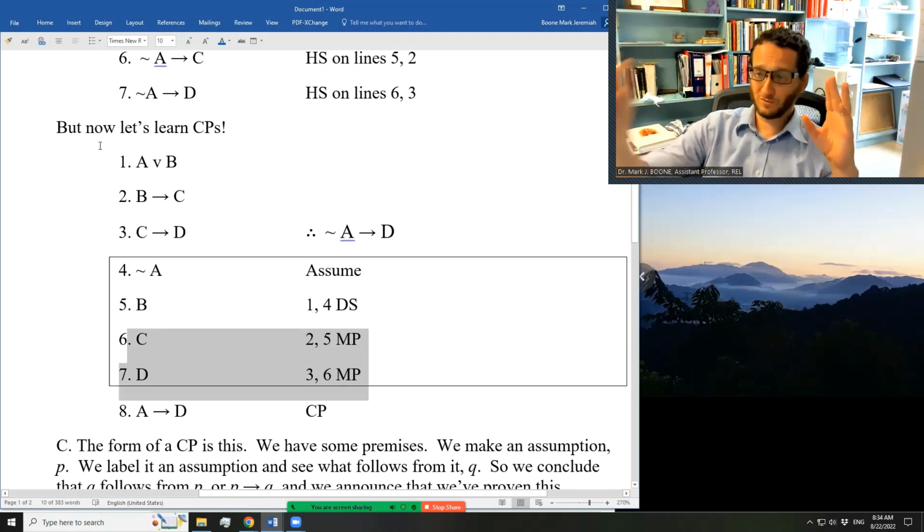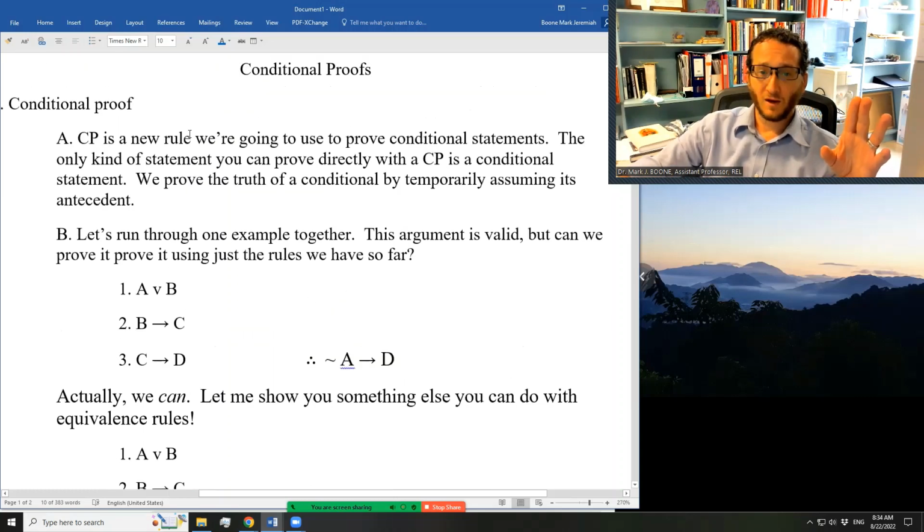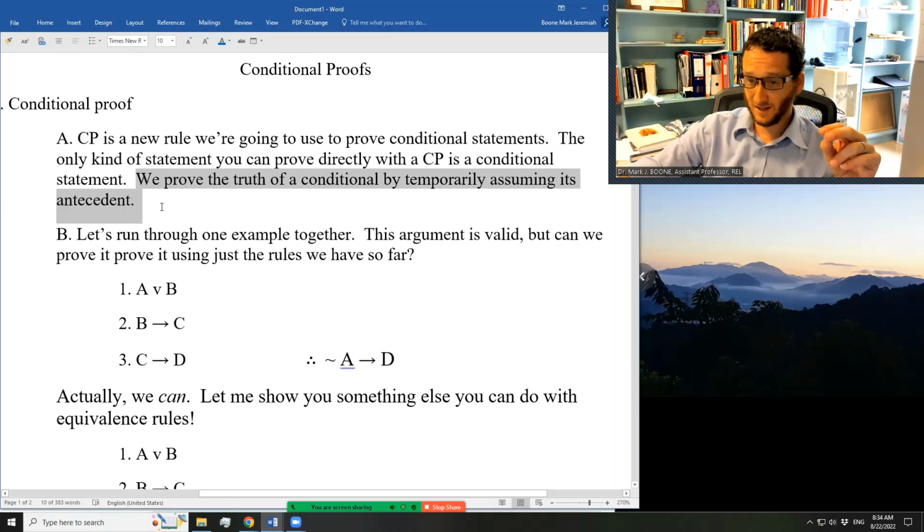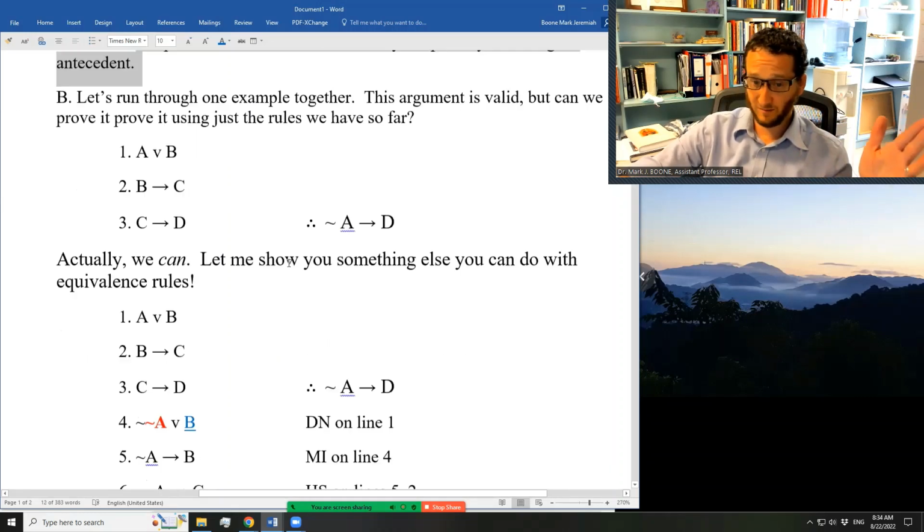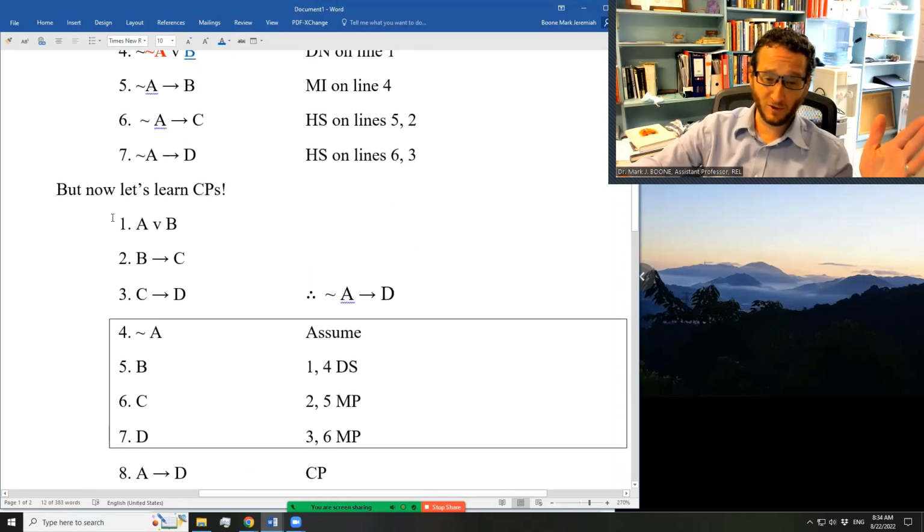So now conditional proofs are like this. You prove the truth of a conditional statement, an if-then statement, by temporarily assuming its antecedent, by assuming the if part, and then showing that the then part follows. So in this argument, we're told if either A or B, if B then C, if C then D, and we're trying to prove if not A, then D.